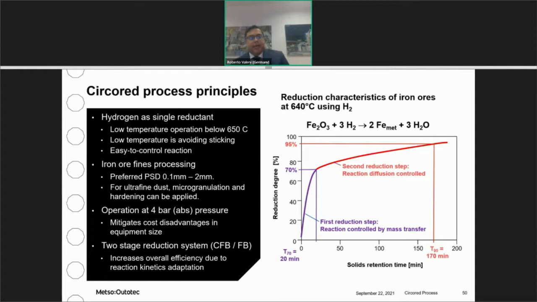The process applies two reducing reactors connected in series: a circulating fluidized bed and a stationary fluidized bed. The arrangement is in counter-current mode. That means that the pre-reduced material from the CFB flows to the stationary fluid bed, and the gas leaving the FB reactor flows to the CFB reactor. This arrangement has been chosen due to the reduction characteristics of iron ores using hydrogen at relatively low temperature.